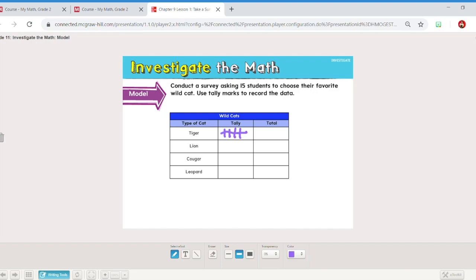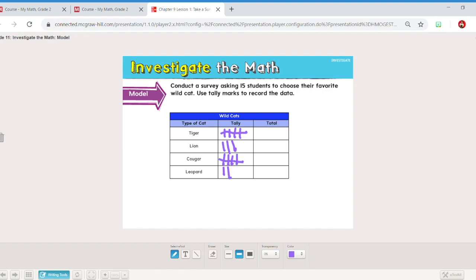5 students really like a tiger. Someone says lion, and then someone says leopard. Oh, but someone goes back and says lion, but someone wants a cougar now. See, when you're taking the data, it can go all over the place. It's not always that everyone you talk to is going to say tiger, then lion, then cougar, then leopard. You have to keep track of the votes as you ask people. You don't even look at the total until after. We're going to ask a few more people until we get a total of 15. I say cougars are pretty popular.